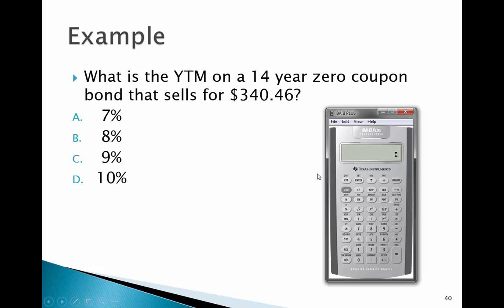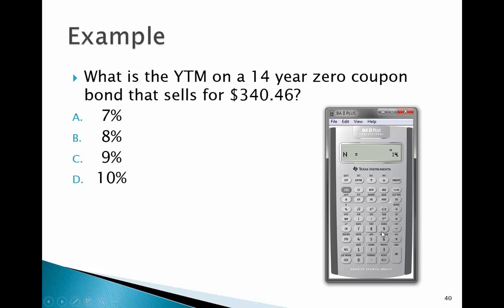So again, 14, it's going to sell for 340.46. Make that negative. That goes in as a present value. There's no payment because it's a zero. $1,000 at the end. Calculate the present value. Ugh, I messed that up, didn't I? Let's do this again. So 14 in.